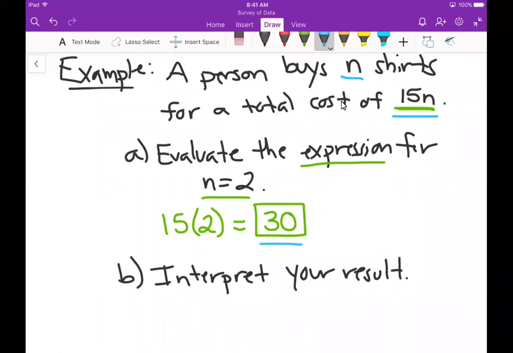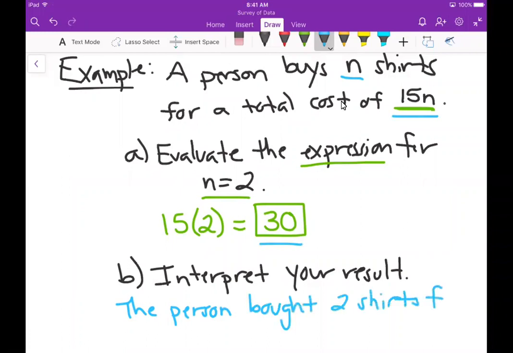So I'm going to write that out. What happened here? The person bought 2 shirts for a total cost, and put that unit to it. We know when we buy things, it's in terms of dollars. So for a total cost of $30. And we've interpreted those 2 numbers that we used in that expression. Okay, so anytime you're in context, always go back and make sure you understand what the numbers you're getting mean in terms of that particular setup.